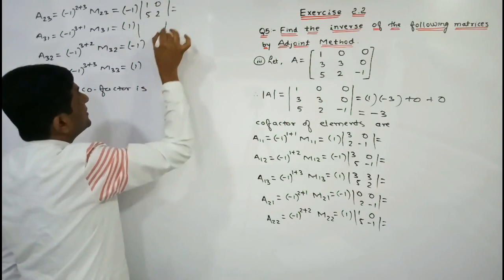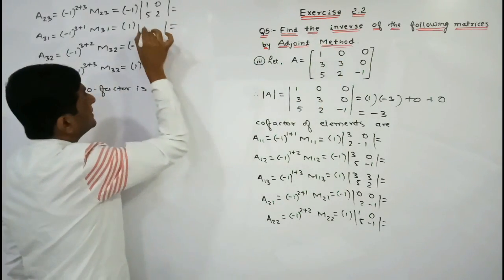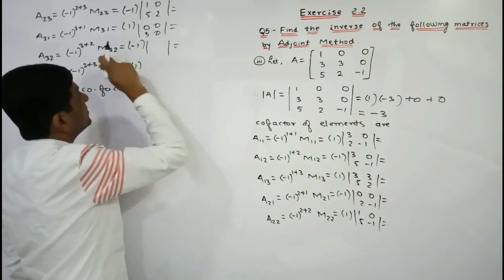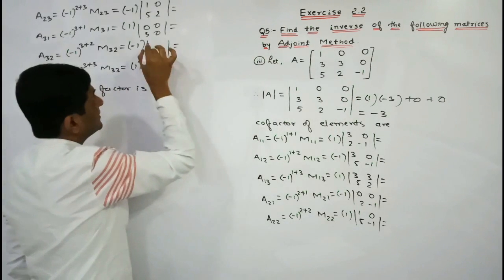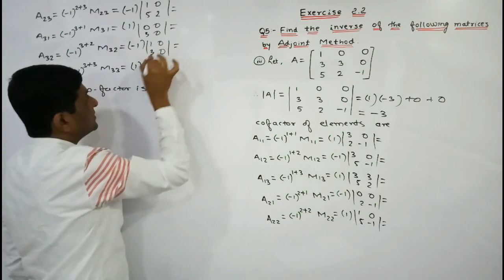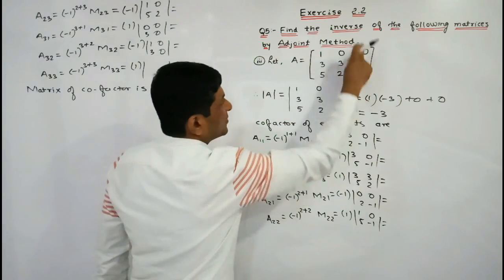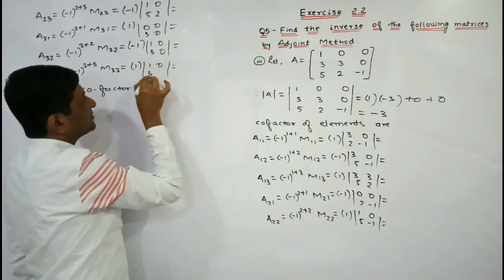Now delete third row and first column. Third row first column, 0 0 3 0. Now delete third row second column. Third row second column, 1 0 3 0. Now delete third row and third column. Third row and third column, 1 0 3 3.